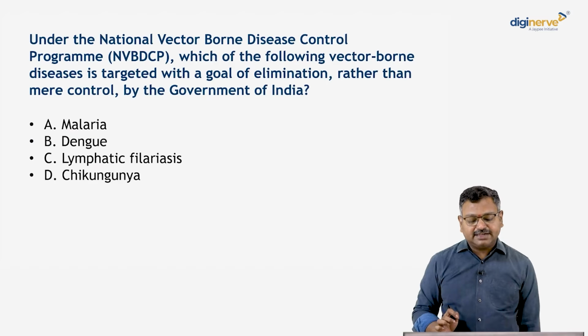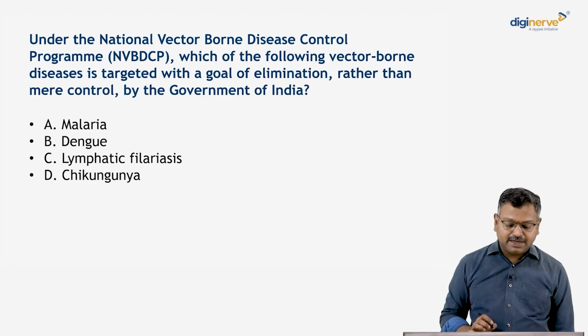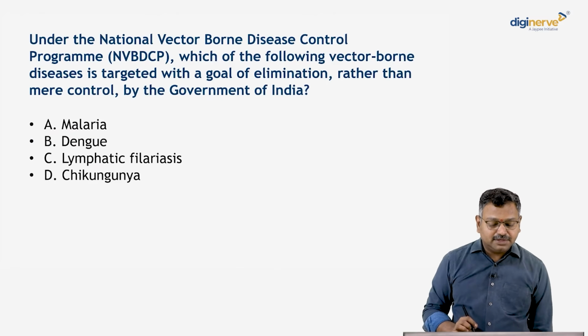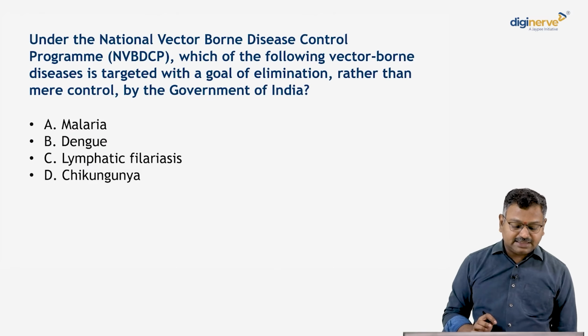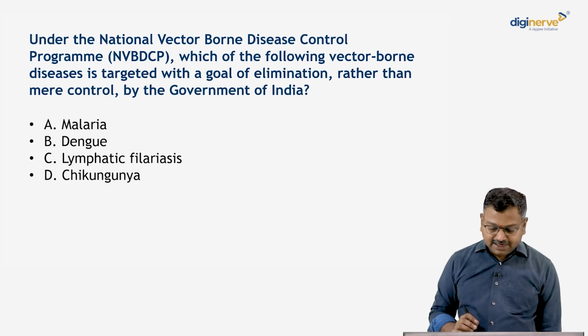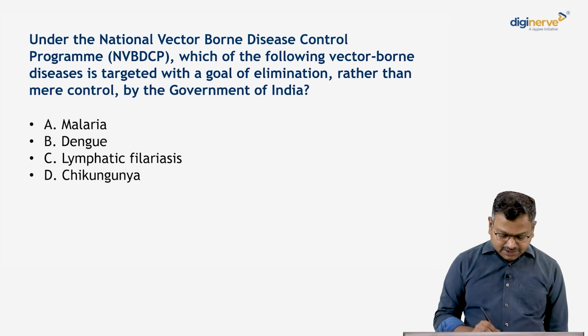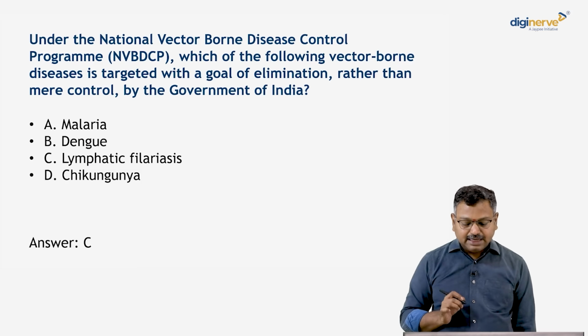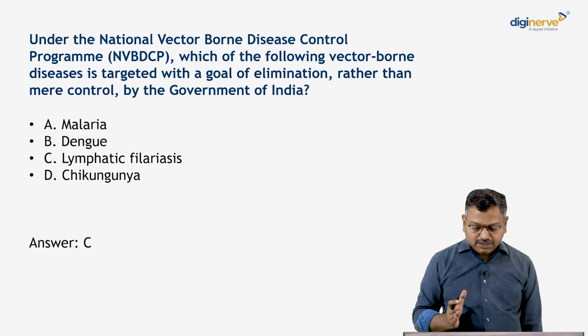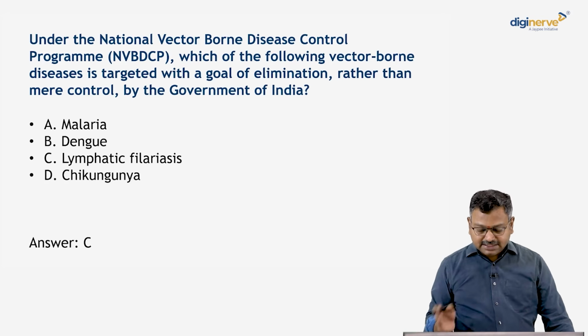Under the National Vector-Borne Disease Control Program, NVBDCP, which of the following vector-borne diseases is a target for elimination rather than mere control by the Government of India? Now, malaria, dengue, lymphatic filariasis or chikungunya. So the answer, please remember, is lymphatic filariasis, which is for elimination. The others are controlled.